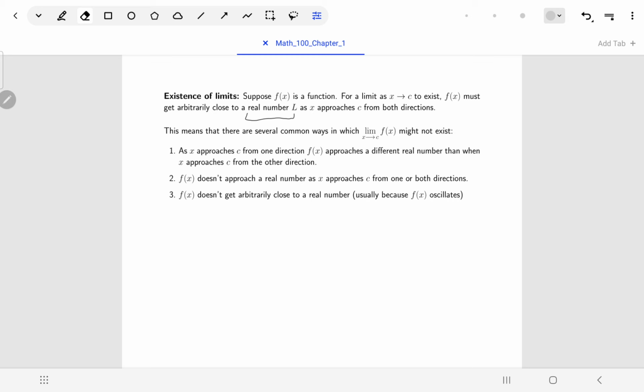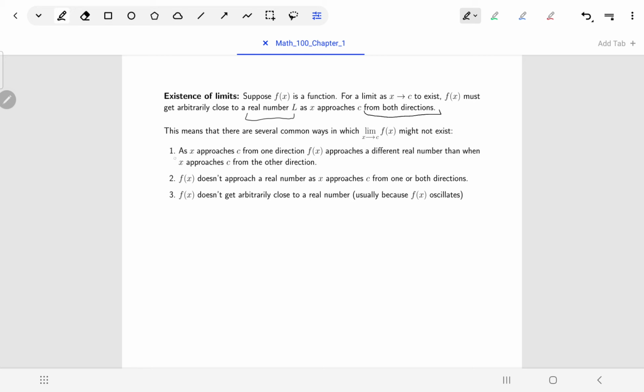Our graph has to have the y values approaching some real number L. And x has to approach our c, so we're doing our limit as x approaches c. As x approaches c, it has to be able to do that from both directions. So if we have a graph where you can't approach from both directions, then you would not have a limit. So maybe f of x doesn't approach a real number as x approaches from one or both directions. That could happen. And the reason could be maybe because the y values are becoming infinite, or maybe because there is no graph, so the y values aren't approaching anything.